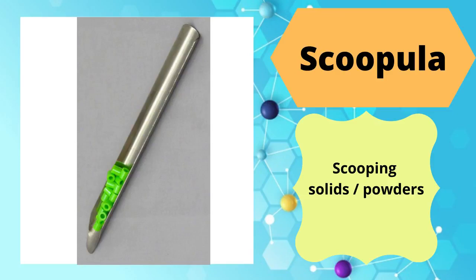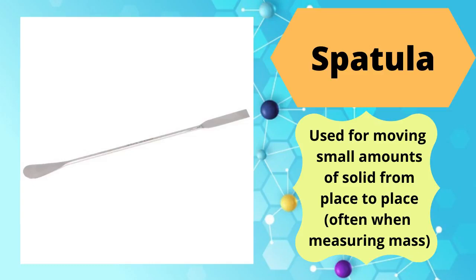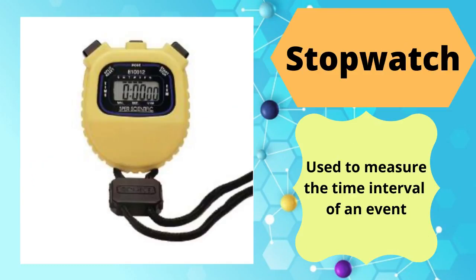Scoopula, for scooping solids and powders. Separatory funnel, for separating layers of immiscible liquids or for dropping liquids. Spatula, used for moving small amounts of solid from place to place, often when measuring mass.